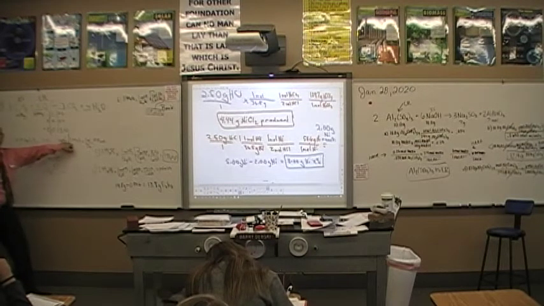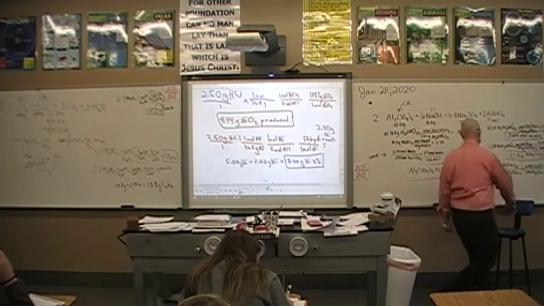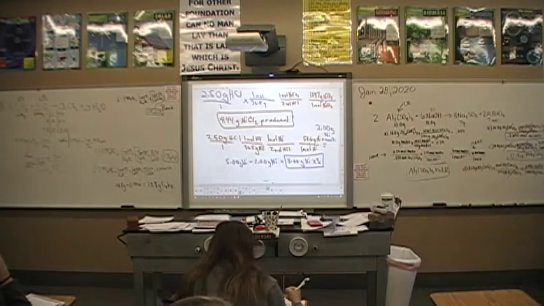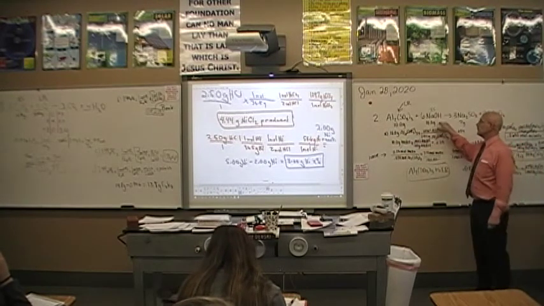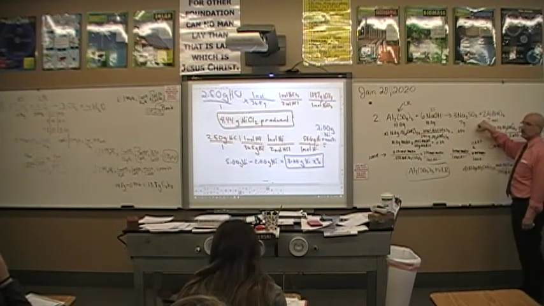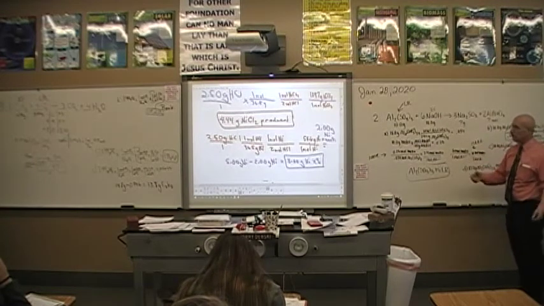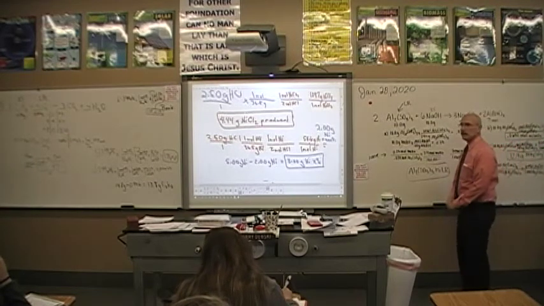Questions on number 1? Okay. Number 2 is over here, courtesy of Peyton Rickett. 10 grams, 10 grams. We're looking for how much of this is produced, how much of this is produced, and how much of the excess is left over. Same 3 questions.